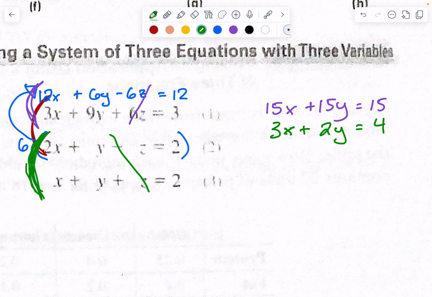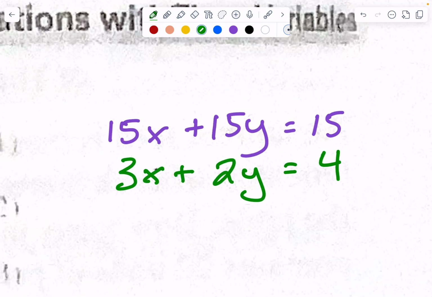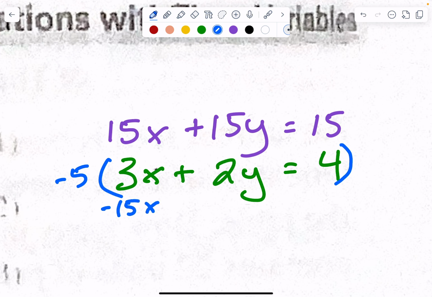Now we've got to eliminate again. It'd be easier to eliminate x. So now we've got to eliminate with x and y. So we're going to multiply this by -5 to get that to be 15. We're down to two variables now, okay? So -15x minus 10y equals -20.